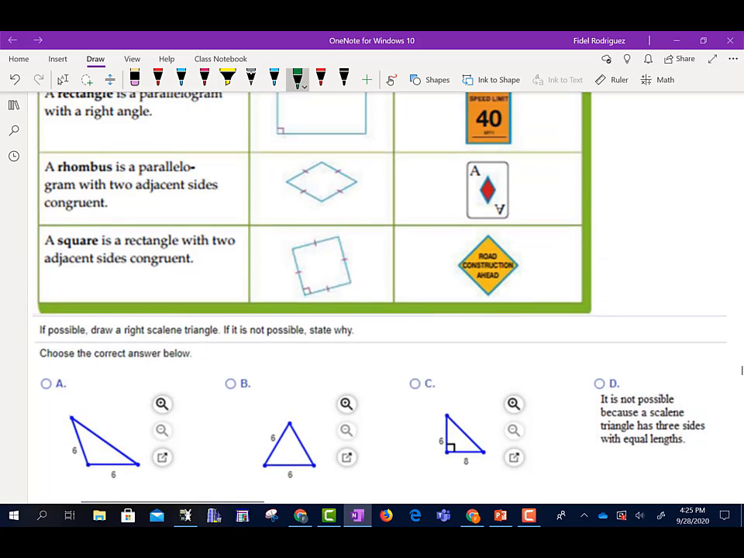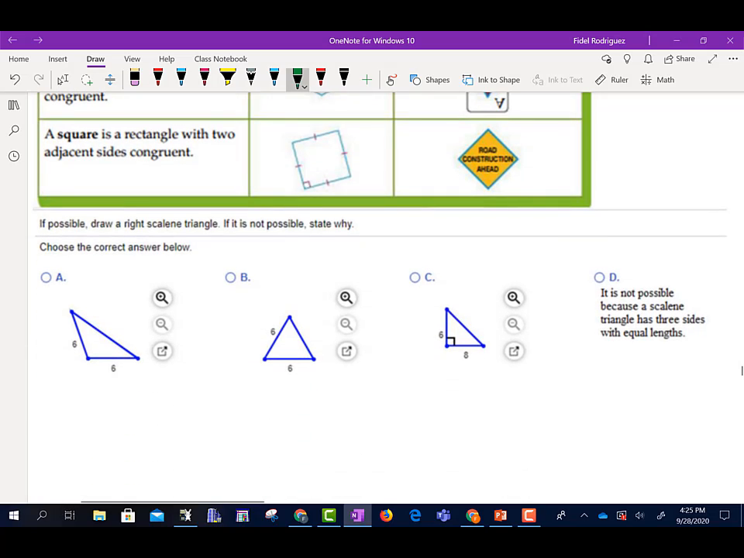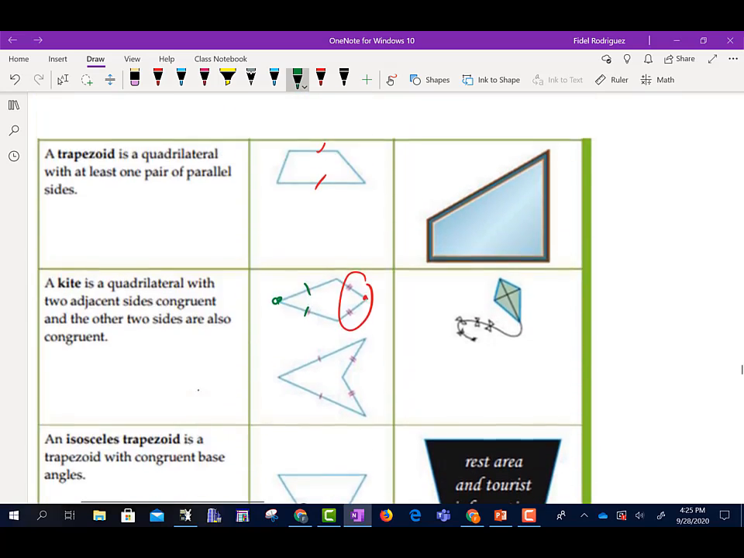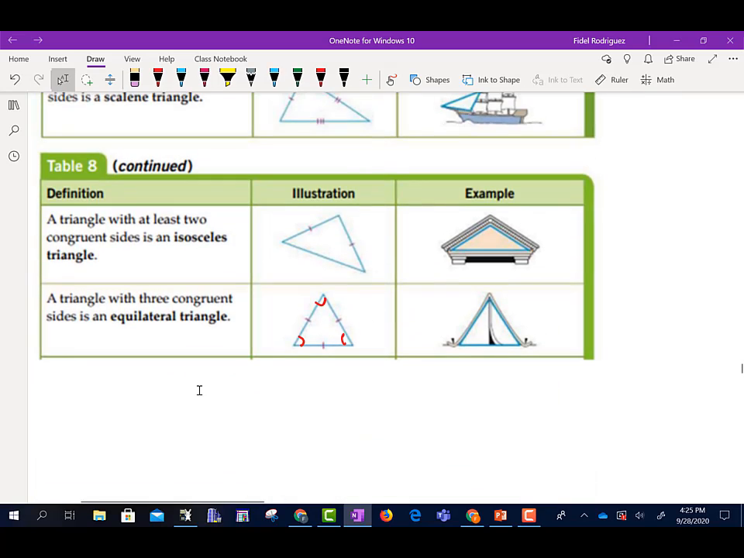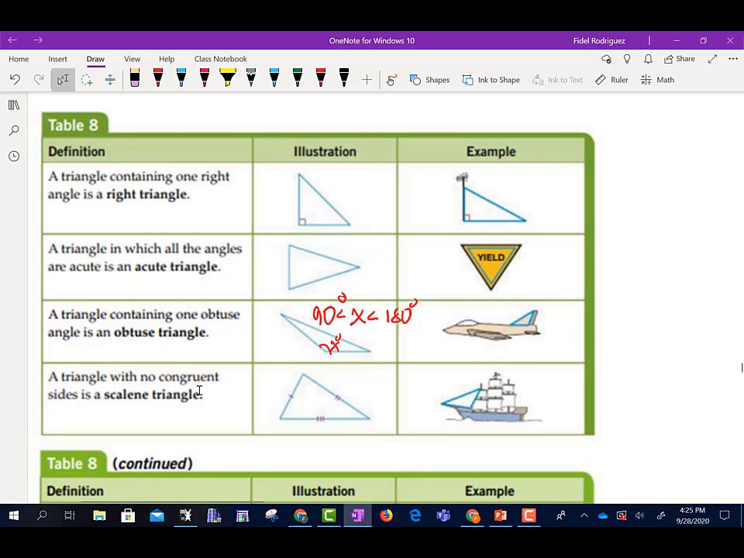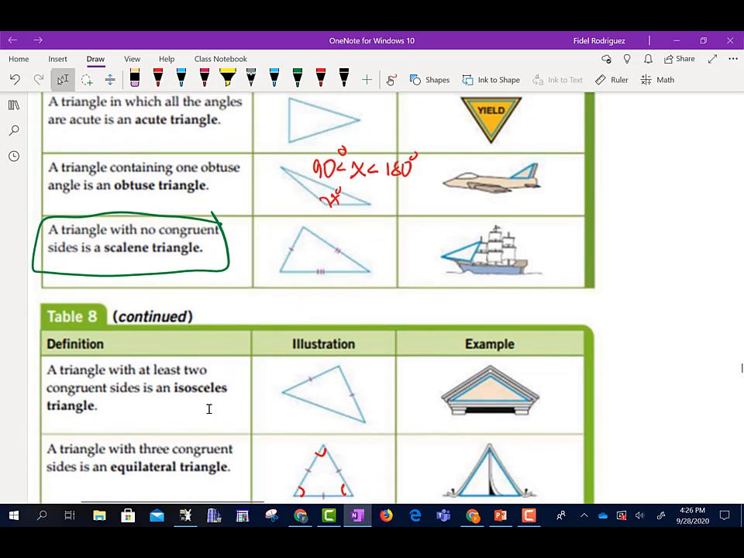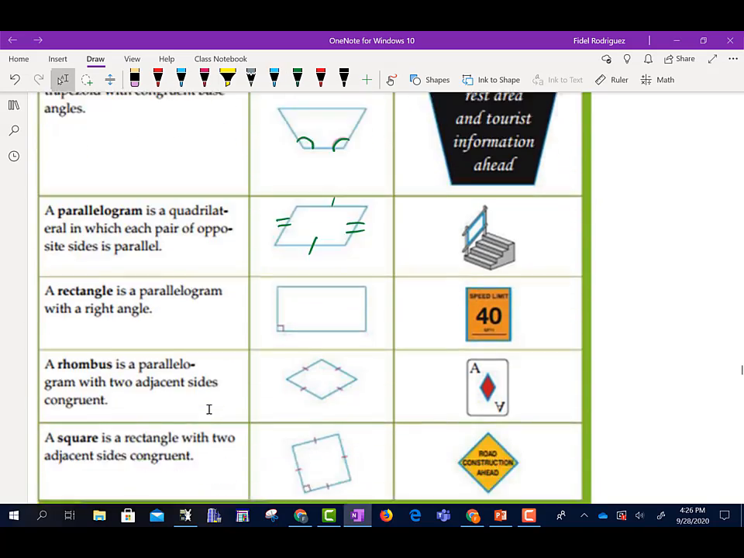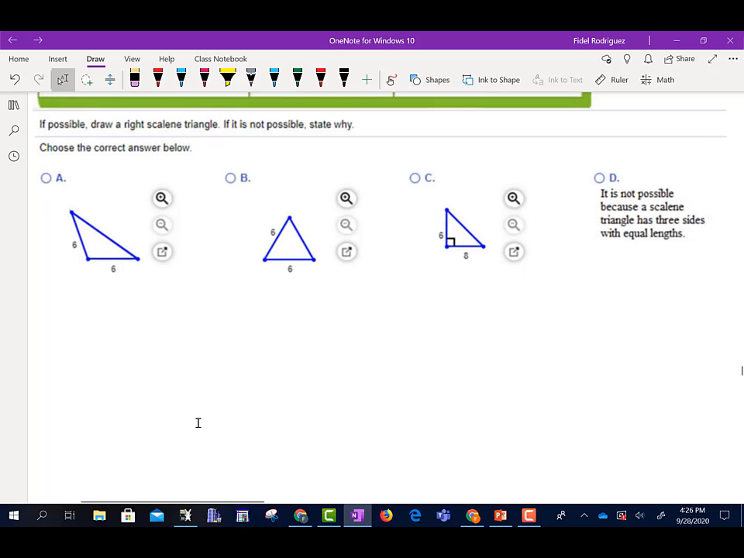And a big part of it, guys, I'm going to be scrolling back and forth just so that I can use my definitions. It says, if possible, draw a right scalene triangle. If not possible, state why. Okay, so let's see. We know what a right triangle looks like. A right triangle has a right angle right there. That's a right triangle. Scalene says the sides are all going to be different. Okay, so we want it to have a right angle, and we want all the sides to be different.